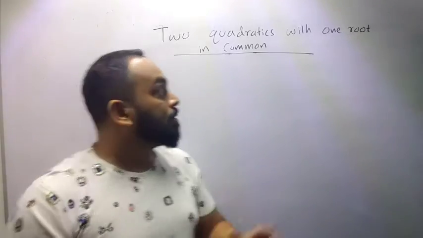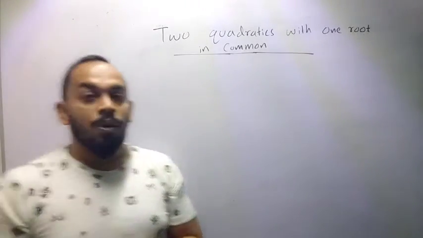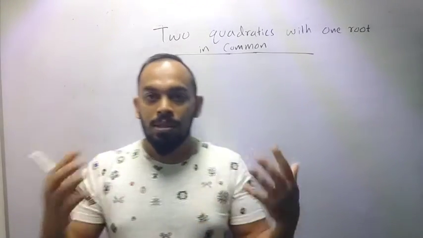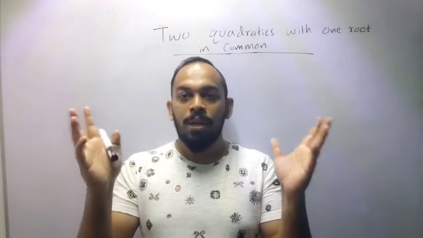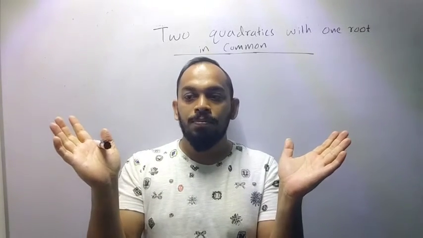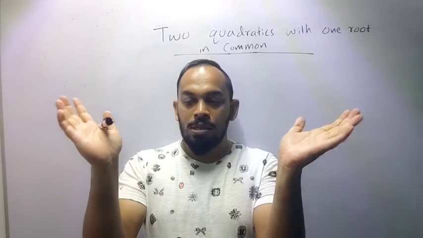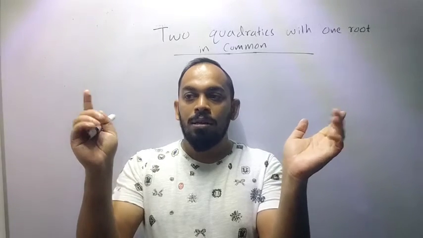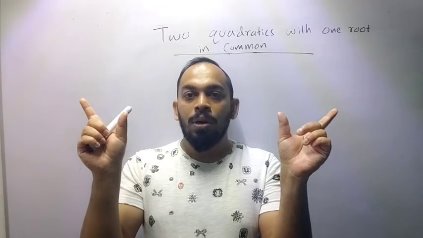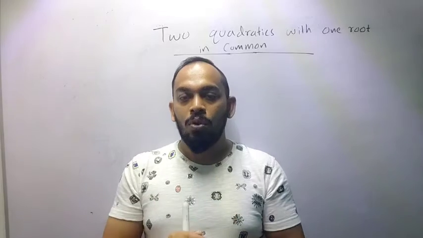Two quadratics with one root in common. In this case, we have two quadratic equations, and what is the criteria? What is the condition that has to be satisfied such that both quadratic equations have one root in common?